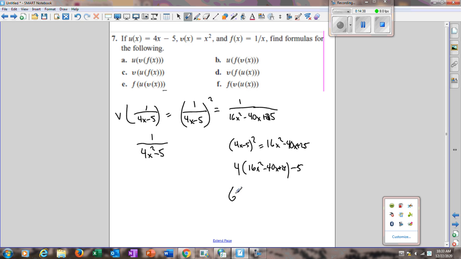So that gives me 64x squared minus 160x plus 200 minus 5. So that last part just changes to 195.